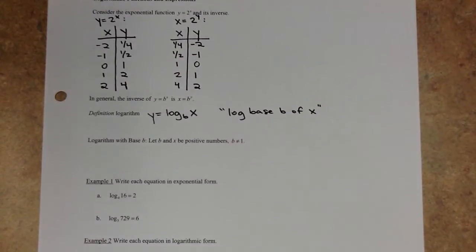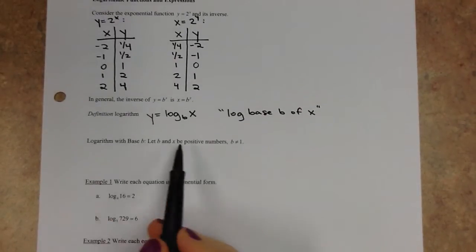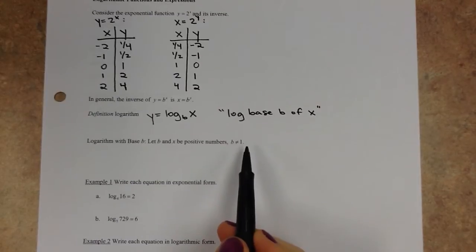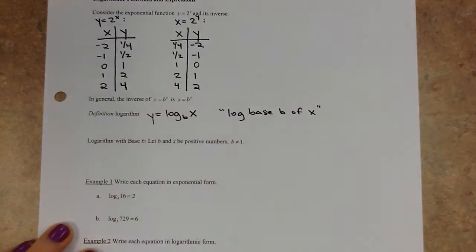All right, and so the way that this works, and we're going to take a look at this stuff right here. So logarithm with base b. Let b and x be positive numbers. B can't be 1. The base is never going to be 1 because it wouldn't really be an exciting function at all. If the base was 1, any power gives you an answer of 1. All right, so we don't have a base of 1 for that.